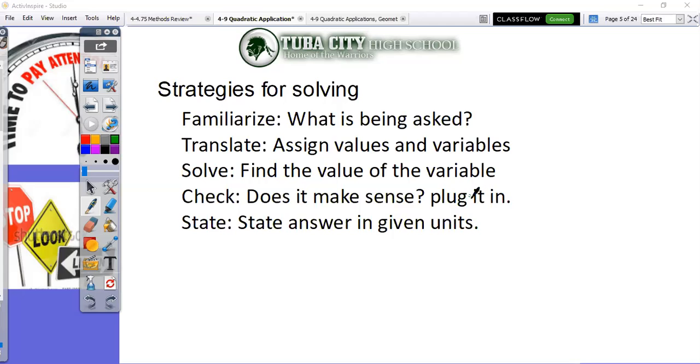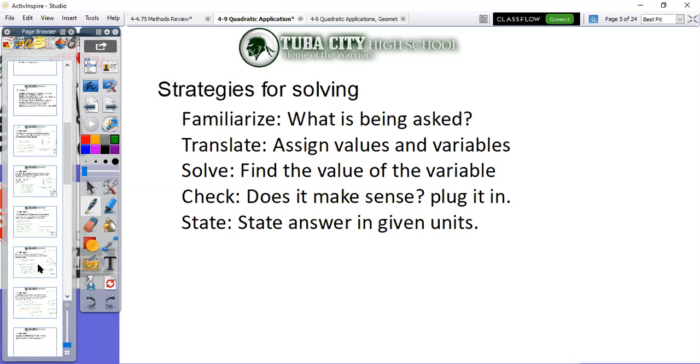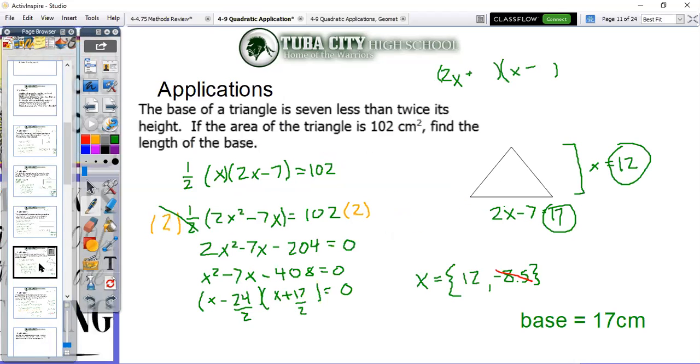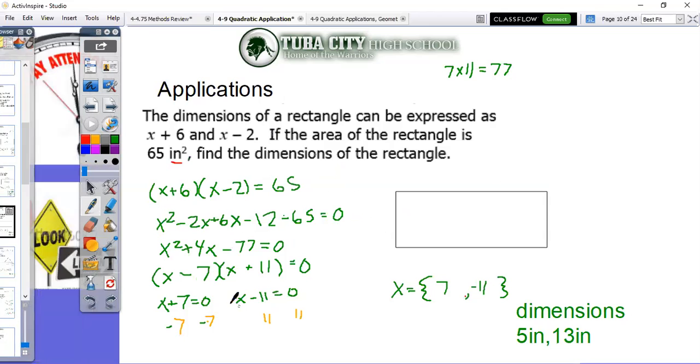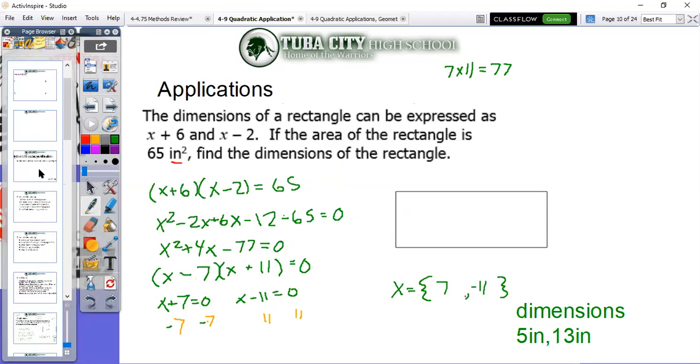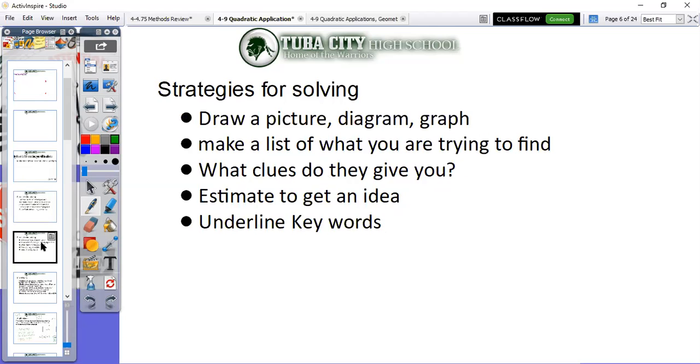Because even though mathematically you do something and you plug it back in, you might notice, wait a minute, that doesn't quite seem right. And there was one problem, I think it was this one here. It turned out it was neither of the problem's solutions, so we actually had to plug it into both of them to get both solutions. So that's a good opportunity to see that you're supposed to check it and plug it in to see if it makes sense. And lastly, state your answer in given units, which sometimes I'm a little bit bad at, but oh well.